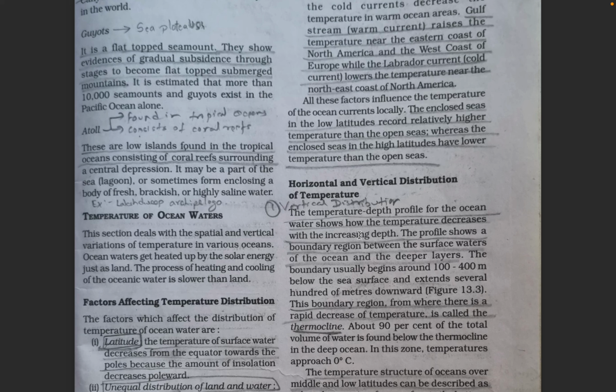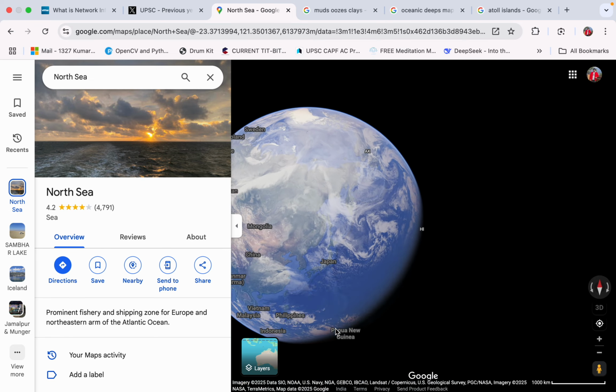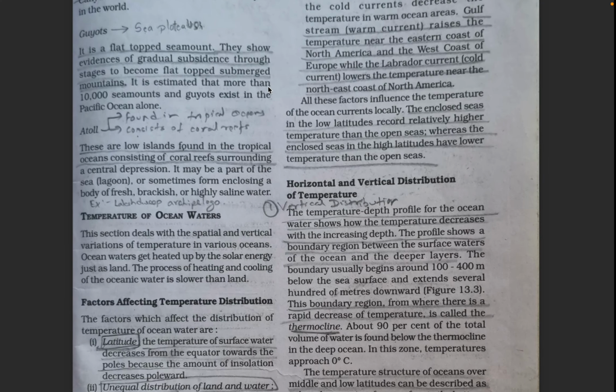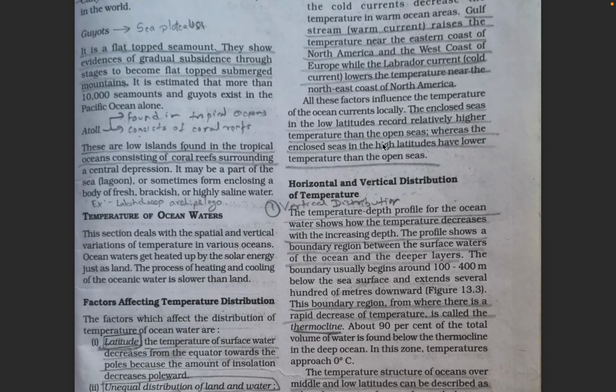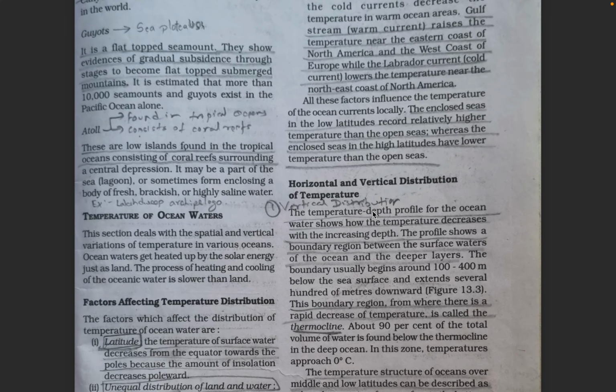The enclosed seas in the low latitudes record relatively higher temperature than the open seas. So in the lower latitudes, for instance the equator, records higher temperature than the open seas because it receives much insolation, whereas the enclosed seas in the high latitudes have lower temperature than the open seas. So this is in reference to the open seas.